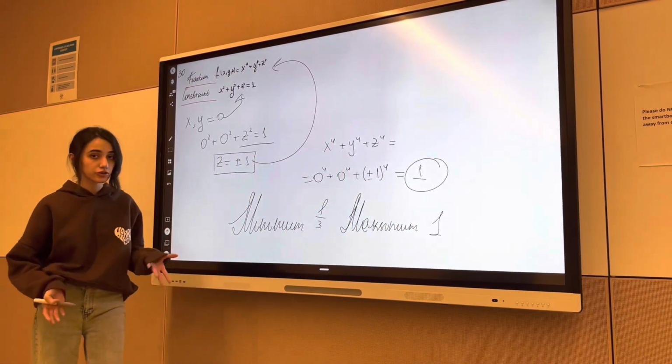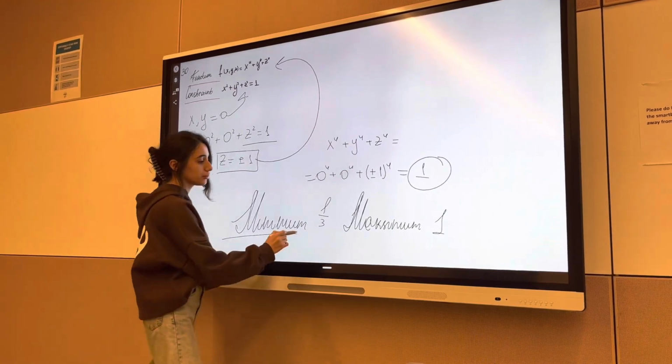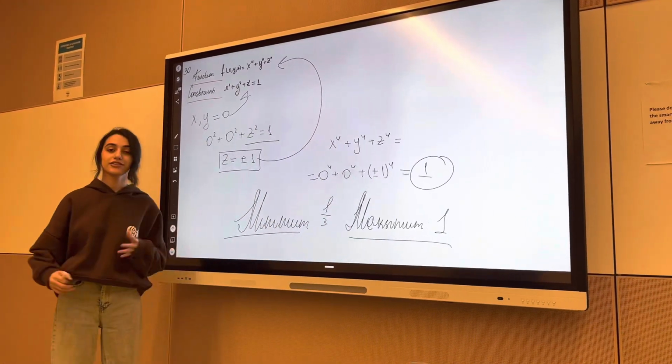So by using Lagrange multipliers, we found the minimum and the maximum value of our function. Thank you for your attention.